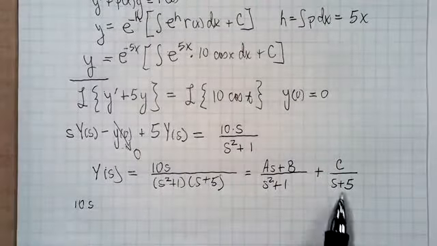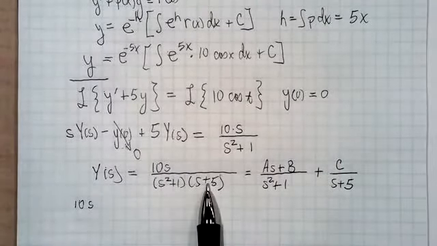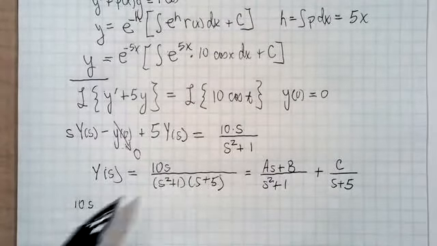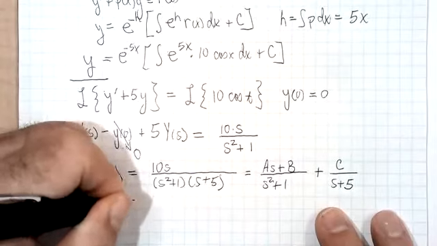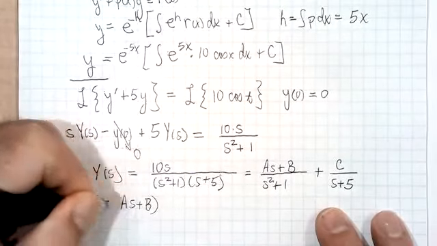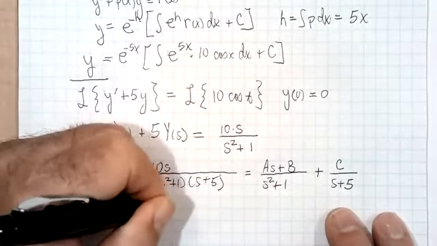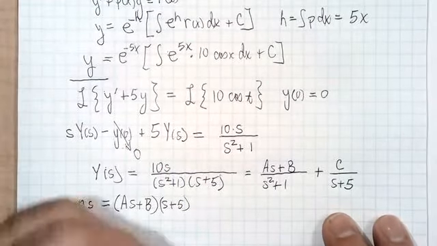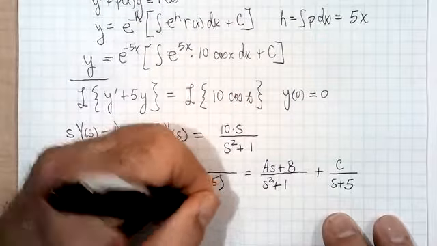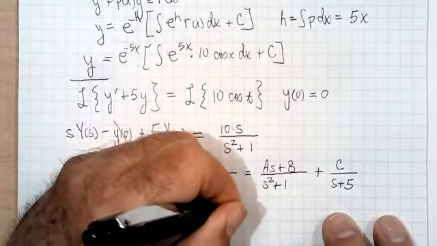Okay, so we just put those two fractions back together. When we do, we'll get this denominator again. So then we'll equate numerators. So 10s is equal to as plus b times s plus 5 in parentheses plus c times s squared plus 1.